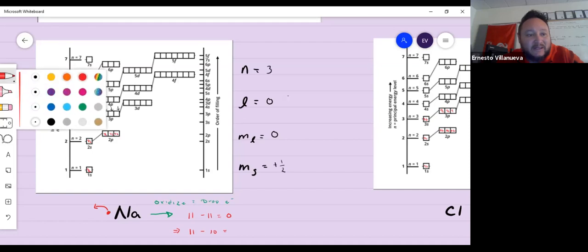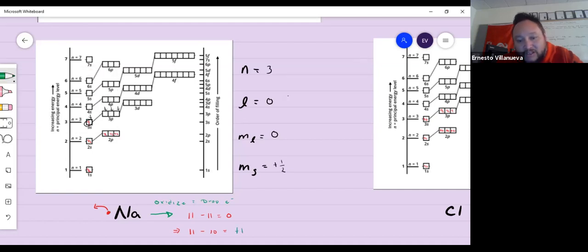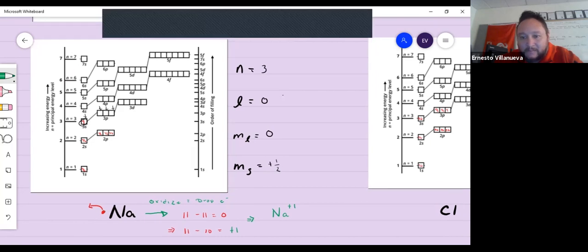So what ends up happening is we end up with sodium with a +1 charge. So sodium forms a cation, and the cation looks like this, sodium plus 1. Okay, sodium plus 1. So based on what we see here, we can see that sodium is going to oxidize. Let's go ahead and go to the next one.